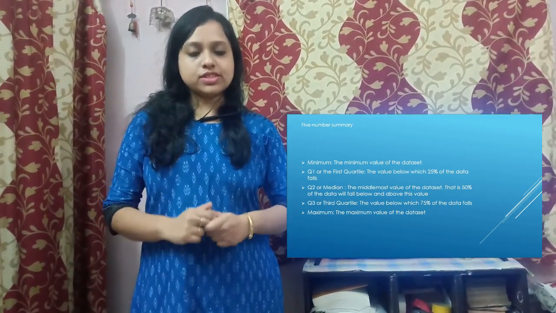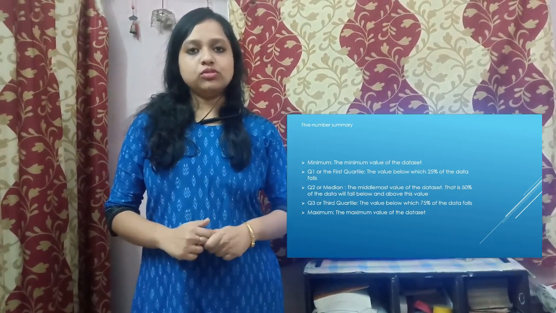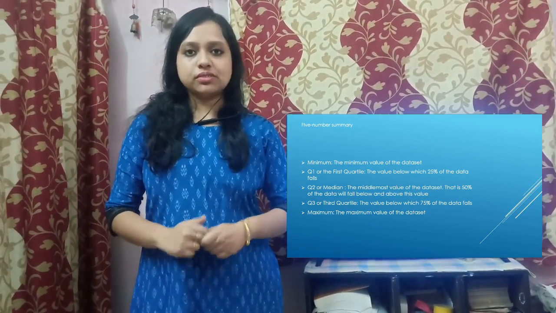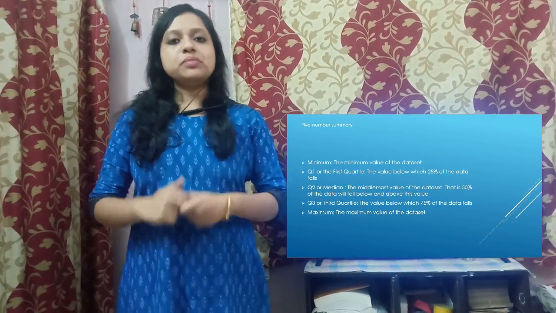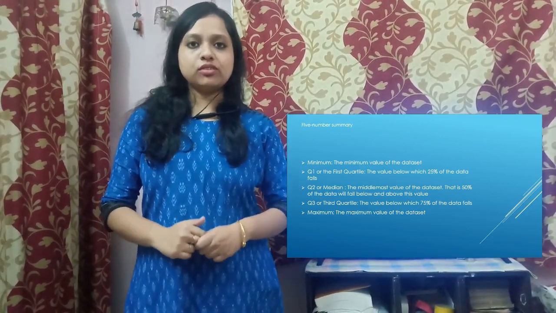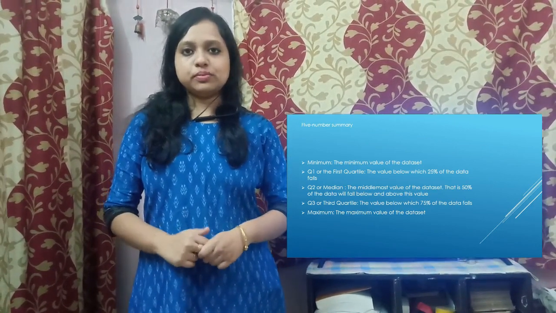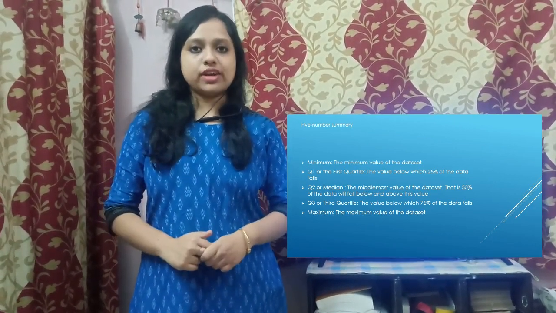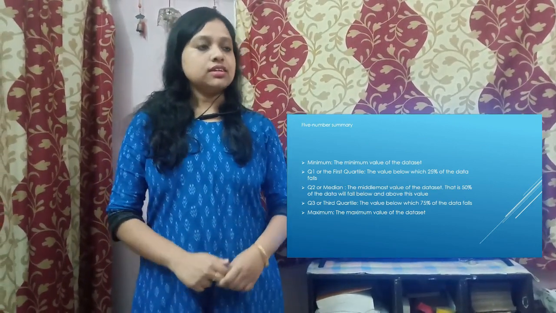Q1 or first quartile is the value below which 25% of the data will fall. The median is the value for which 50% of the data will fall below it and 50% above it. So it is the middlemost value in the data set.